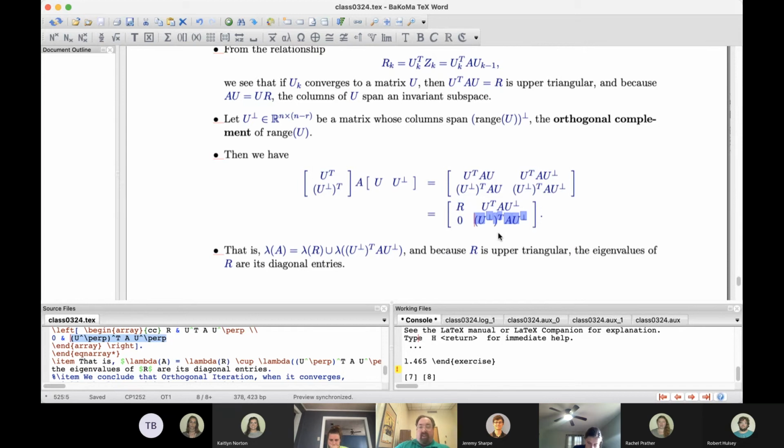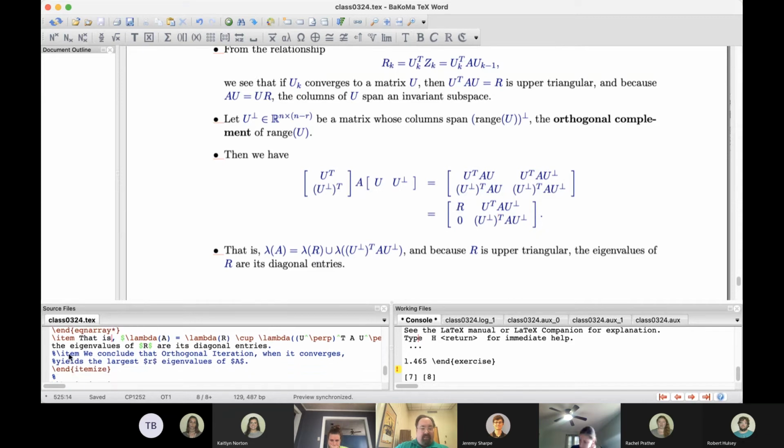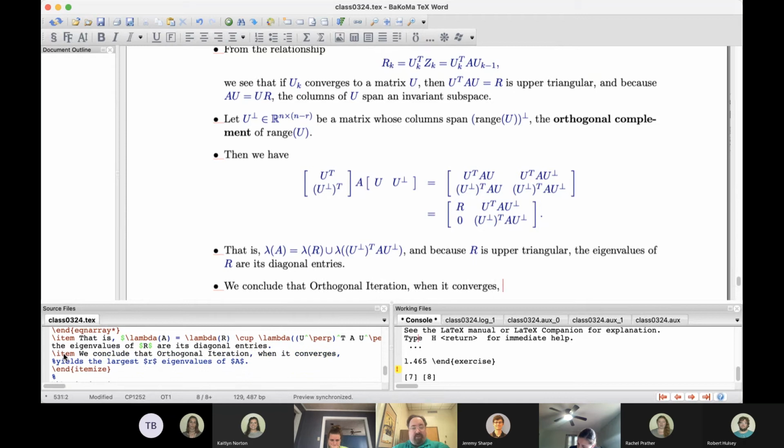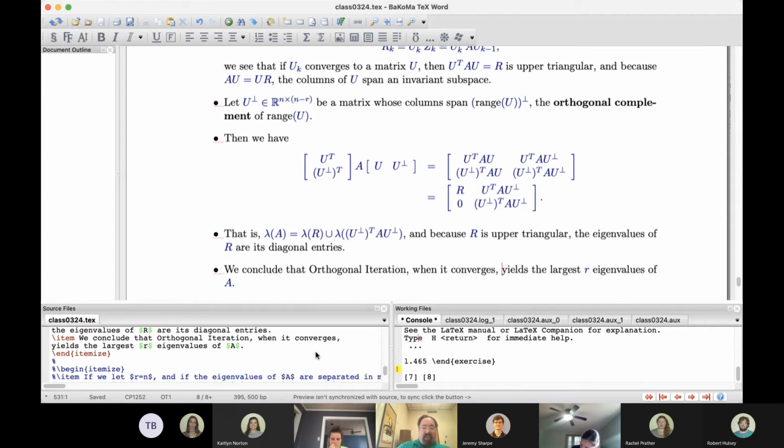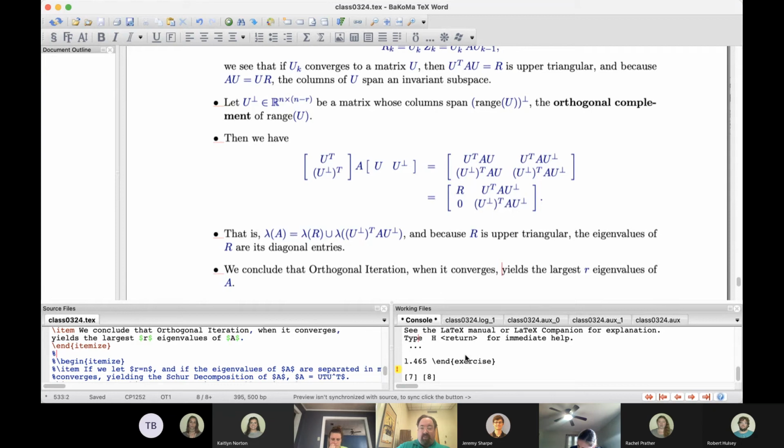So in other words, what I have are little r eigenvalues of A, that many eigenvalues. So what we get from this is if orthogonal iteration converges, the result is the largest r eigenvalues of A. So it generalizes the power method. Instead of getting just one eigenpair, I get r of them.